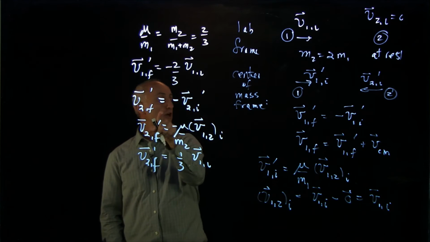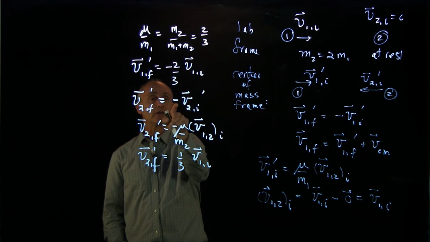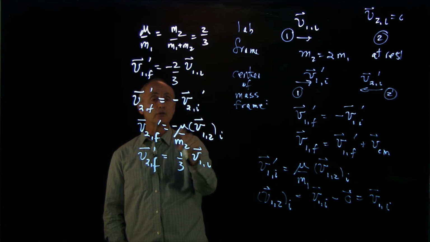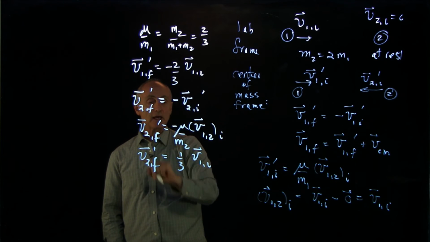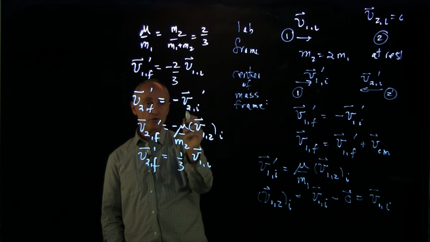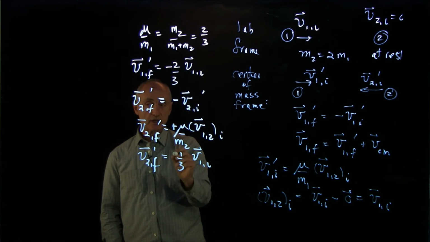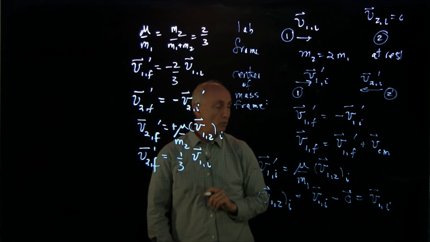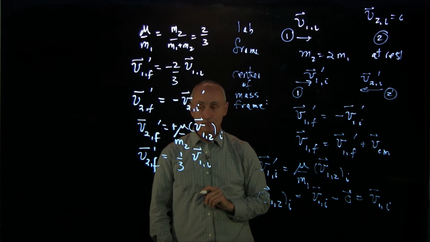Now let's just double check our results. We have V2 final is minus V2 initial. So that's minus. But there's another minus sign here. So we have two minus signs. So that's a plus. And that's why we have the plus 1/3 V1 initial.